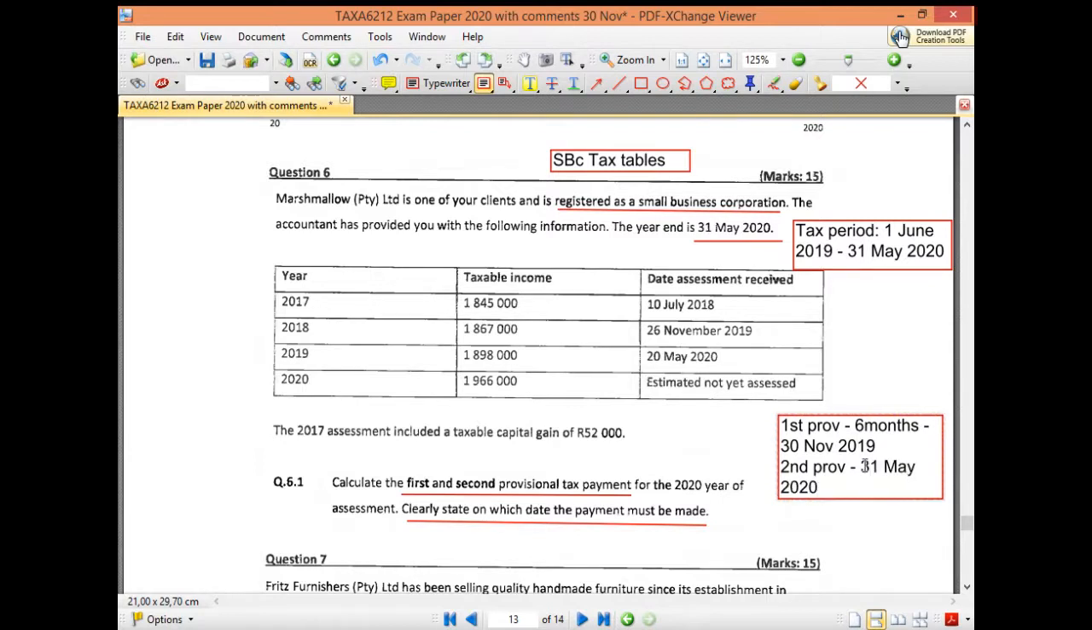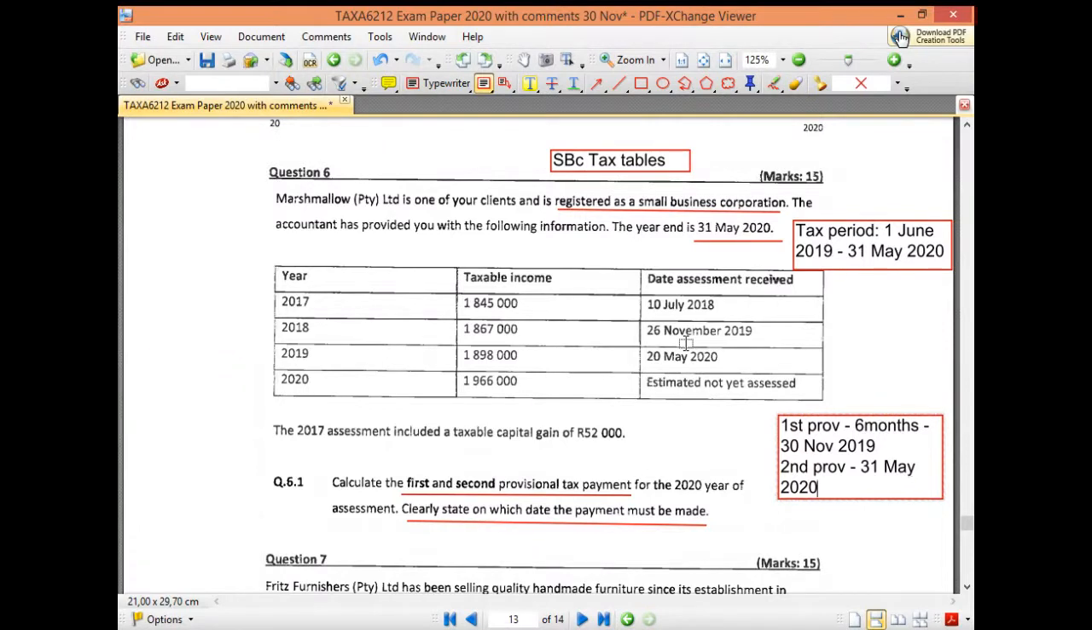Okay, now if we start with the first provisional tax payment, we know it's 30 November. We have not done the 2020 assessment. It has not been assessed. The 2019 one, we have not submitted it by the date we have to do it, 30 November. So we cannot use the 2019 one. The 2018 one was assessed on the 26th of November. So that is 4 days before we have to do our first provisional payment. The rule is it needs to be older than 14 days prior to the payment date.